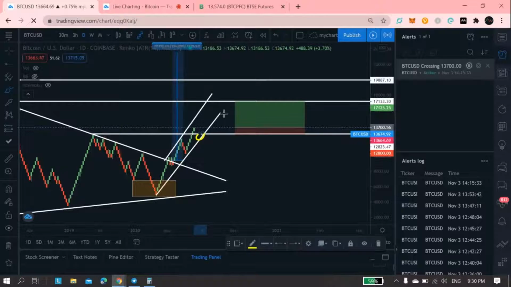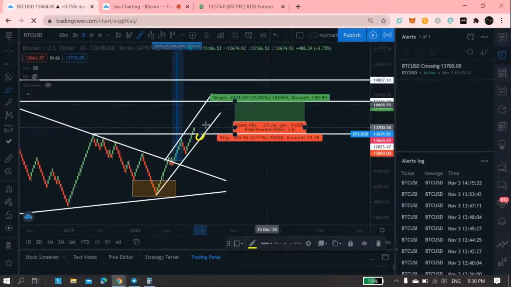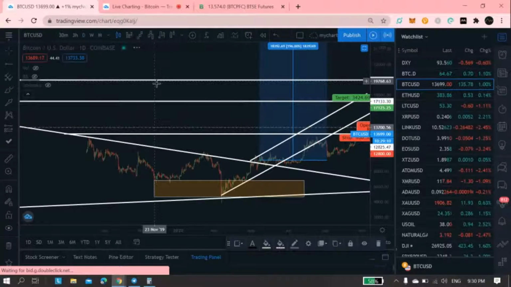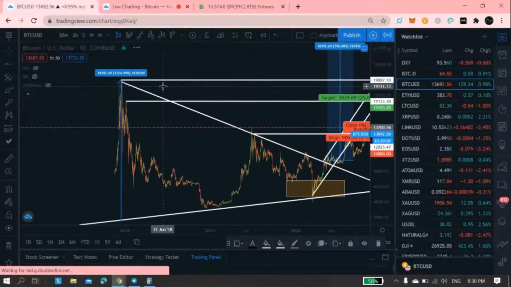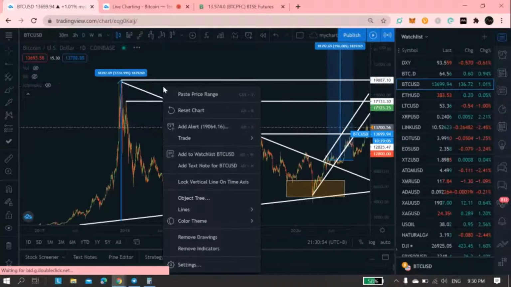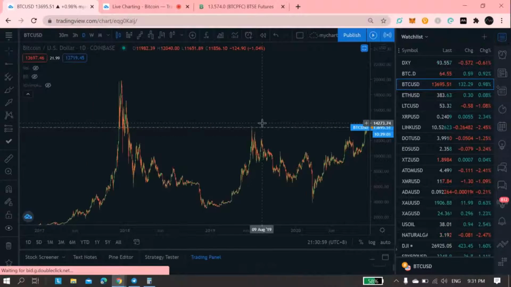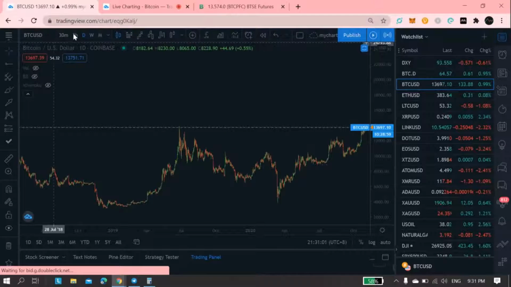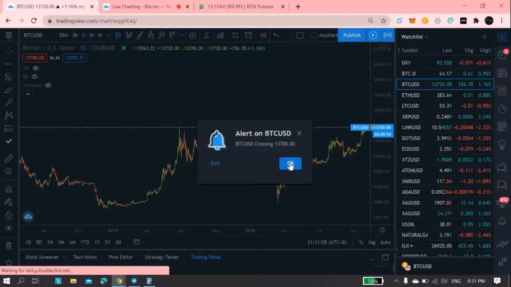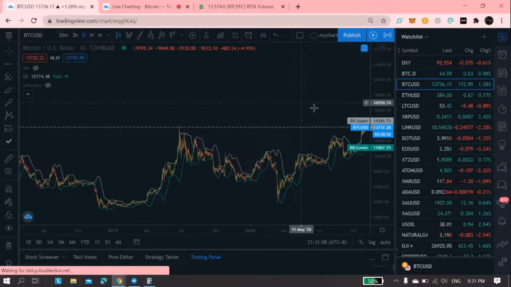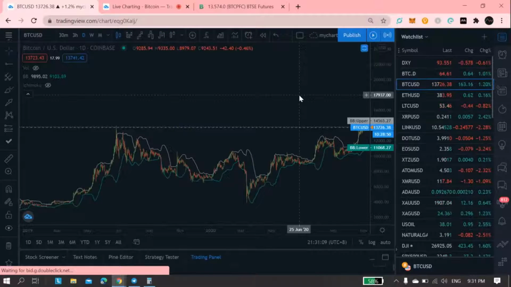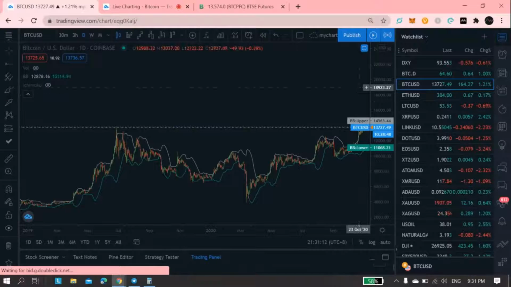Because we're done with the Bitcoin. Normally, just scalping. Normally, I can use the 3 hours and the 30 minutes time frame. And if I use that, I normally use the Bollinger Band. Yay! It's already at 13,721.